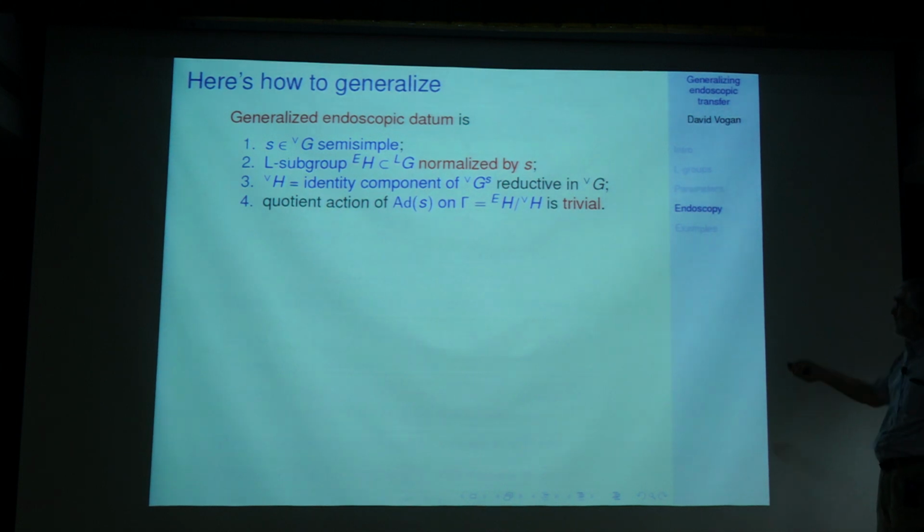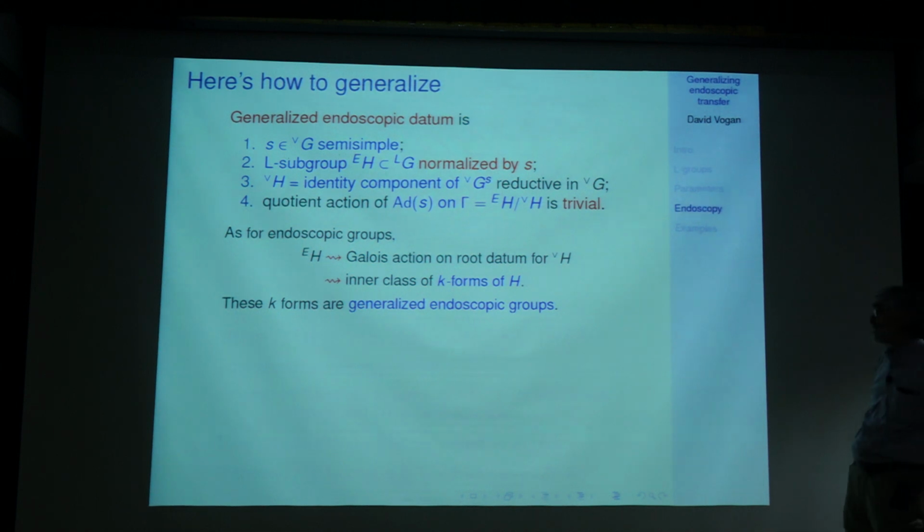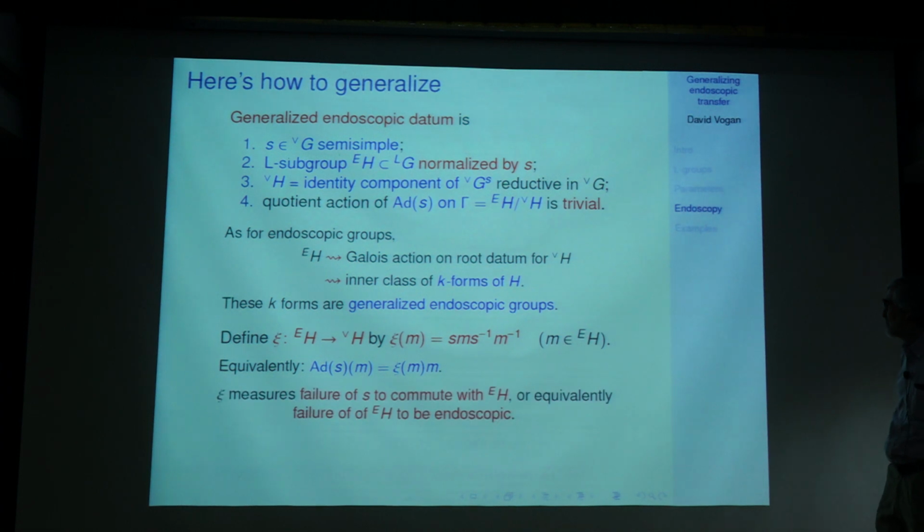And well, in the real case, this issue doesn't arise. I think maybe I want this setting gives you an action of S on the Galois group, and maybe I want that action to be trivial. I wrote these slides a long time ago, and I have no idea why I put that. There was probably a good reason. So, just as for Langlands and Shelstad endoscopic groups, you do get a Galois action on the root datum, and therefore an inner class of K-forms, and these K-forms are what we call generalized endoscopic groups. So, well, there's some nastiness here.